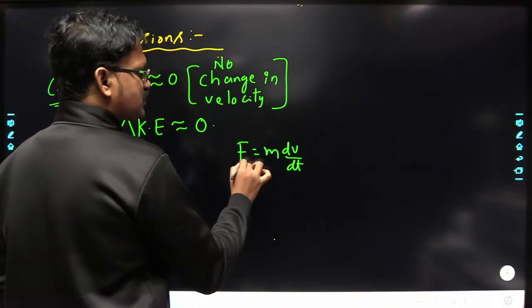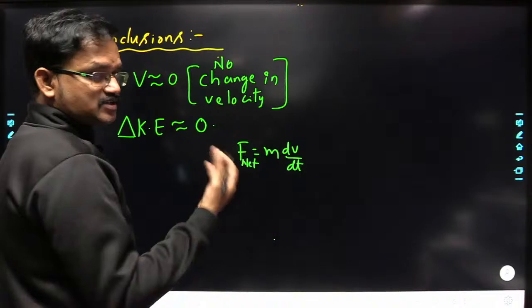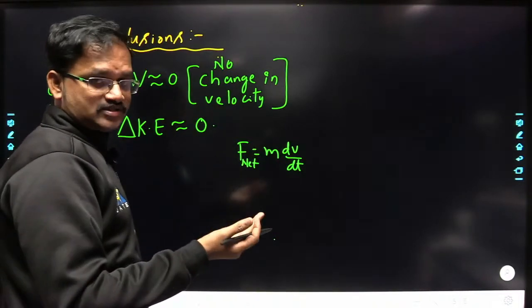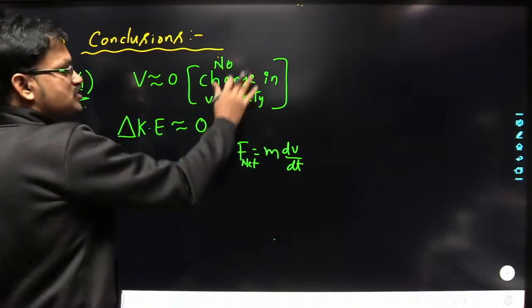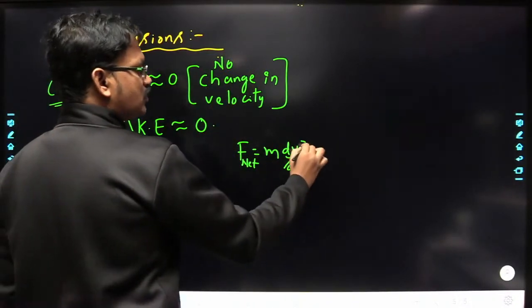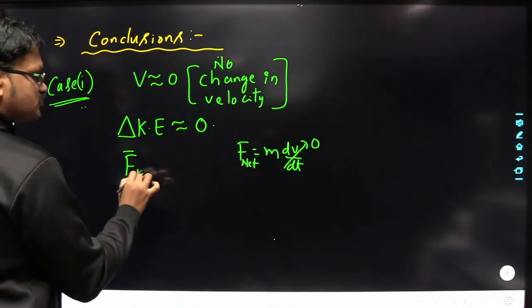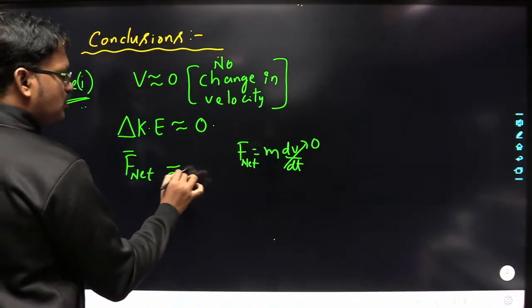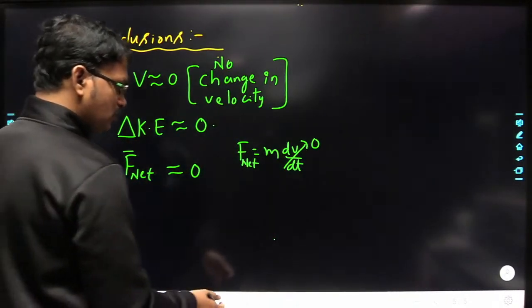if there exists any net force on an object, then that object has to experience some change in velocity. Yes or no? Or it is going to accelerate. Since here there is no change in velocity, dv by dt will go to 0. So in this case the net force here is equal to 0, approximately equal to 0. So we can equate it equal to 0.